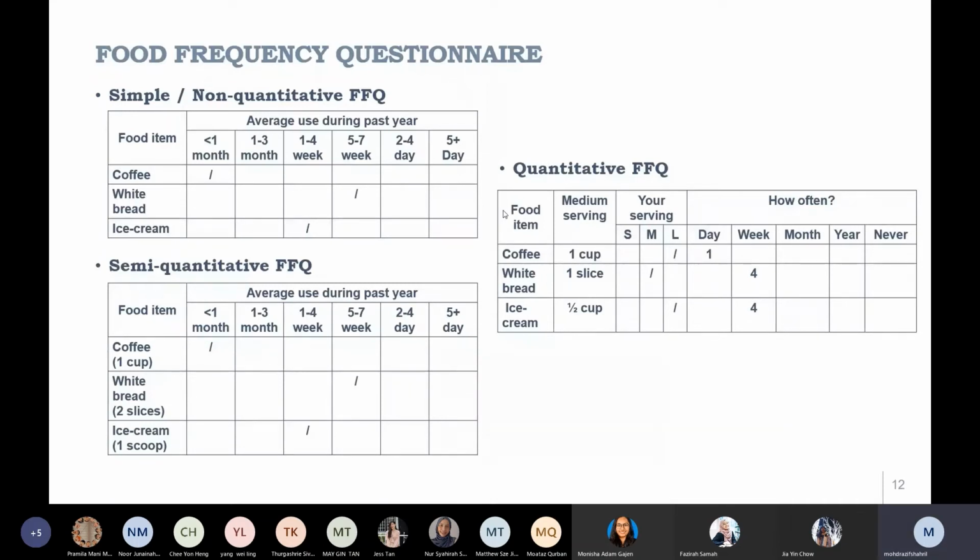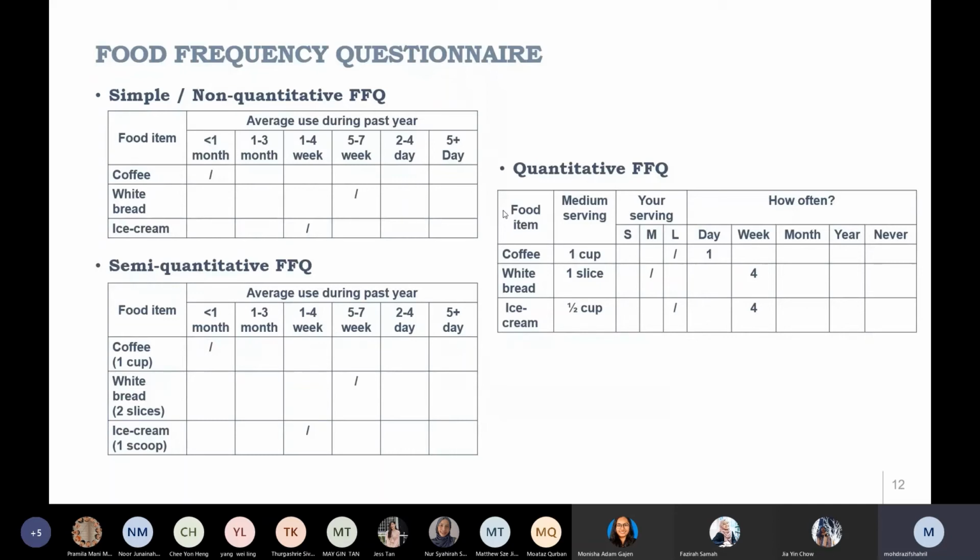Okay, thank you, Doctor. Any other question? So FFQ is the most misunderstood tool by users and also the participants. When you give the questionnaire to the participants, you have to explain how to fill up the form, because they think that these are the foods that they have consumed daily. They just tick on a daily basis, or they just tick based on a weekly basis.